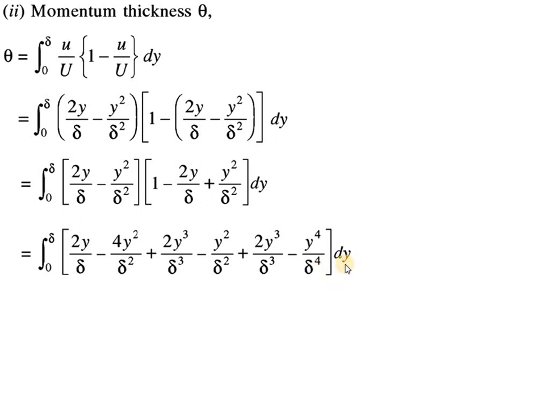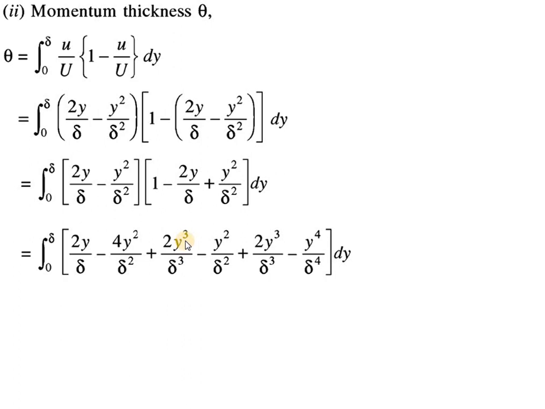Integration of everything now should be done with respect to y. But we still need to simplify all these terms. We can find out the common terms in here. We have only one term which has coefficient y by delta, so that is 2y by delta on its own. We have 2 terms which have y square by delta square as the coefficient. So y square by delta square is multiplied over here by minus 4, and it has been multiplied by minus 1 over here. So minus 4 and minus 1 becomes minus 5 times y square by delta square.